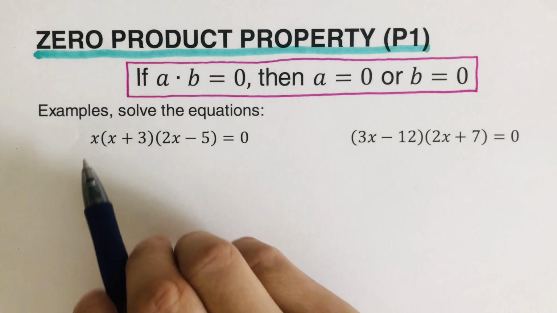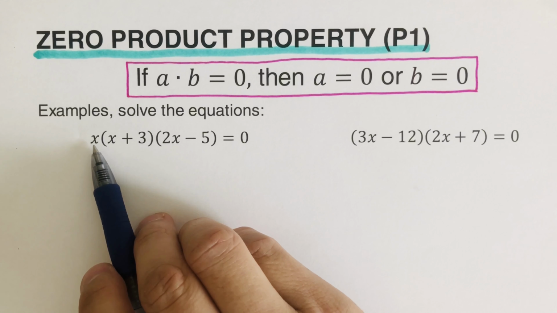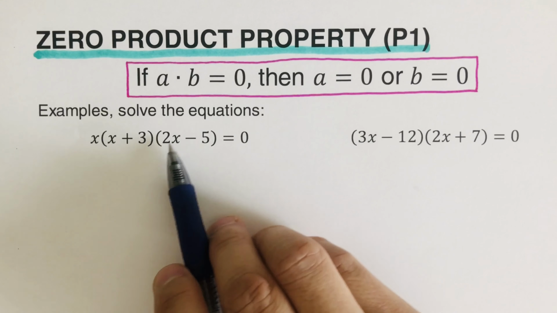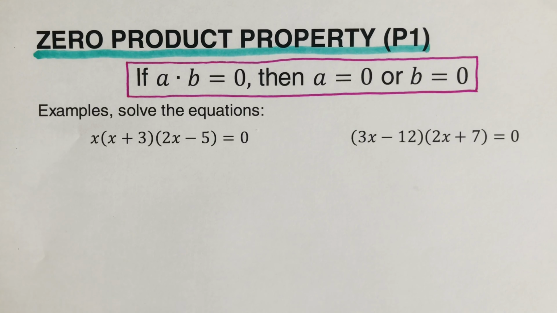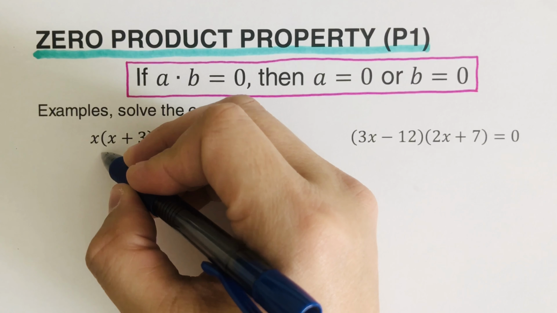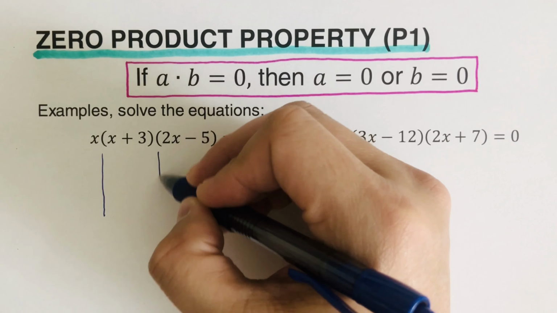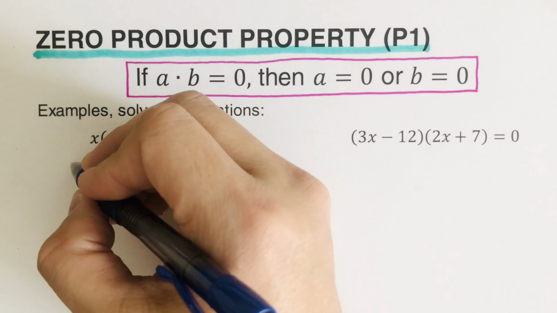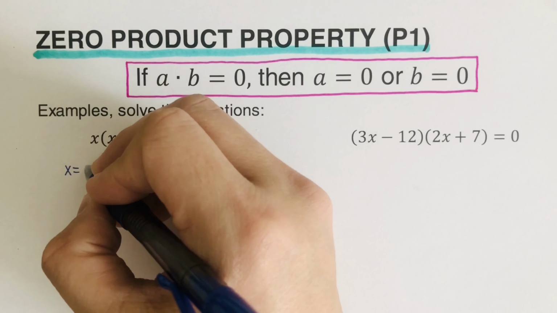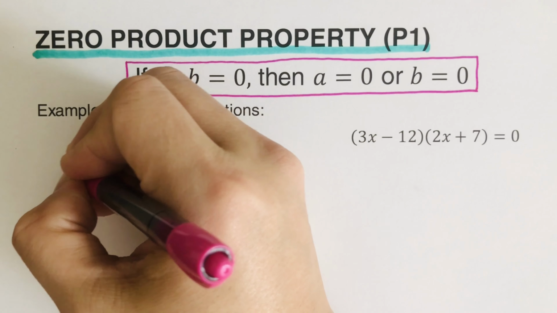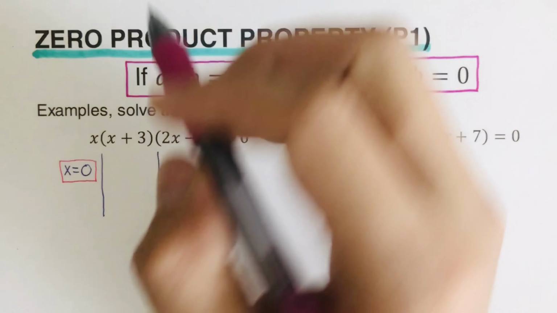So if we are given this equation in factored form, that's x (x plus 3)(2x minus 5), what we are going to do to solve for x is remember that each of these factors would be equal to 0. So I divided it. The first one is x equals 0. So this is our first solution: x is equal to 0.